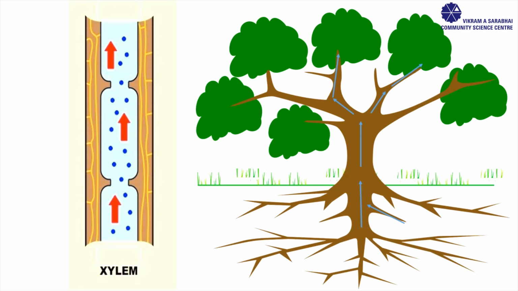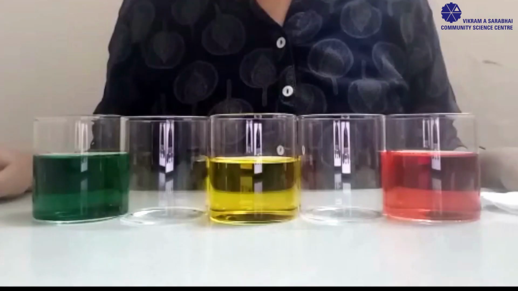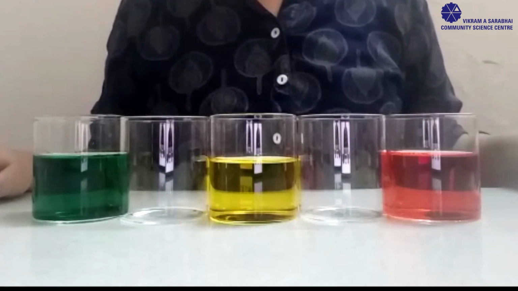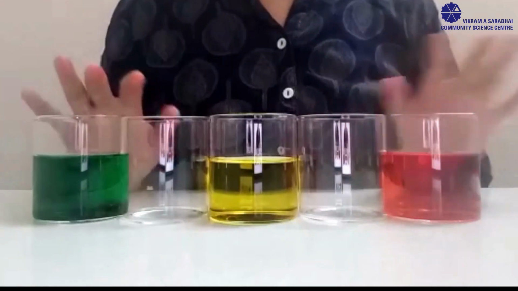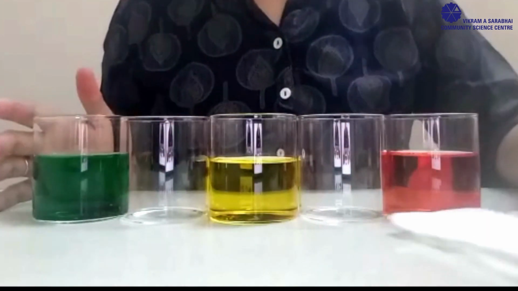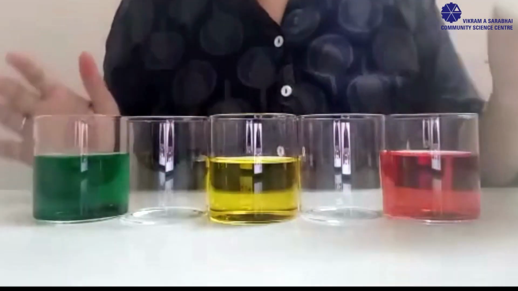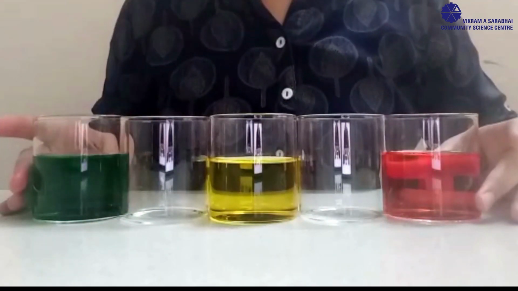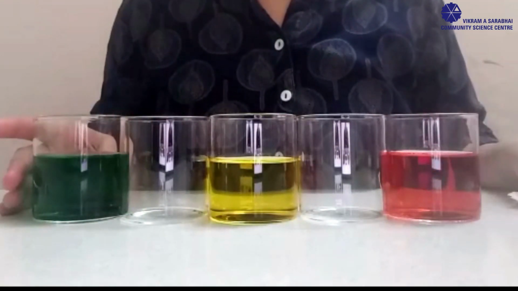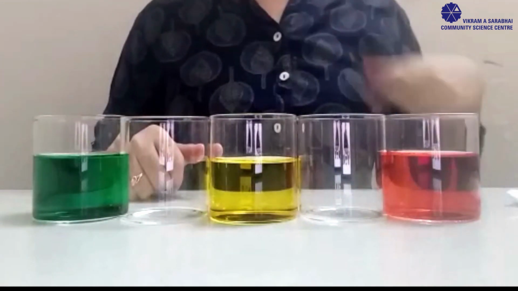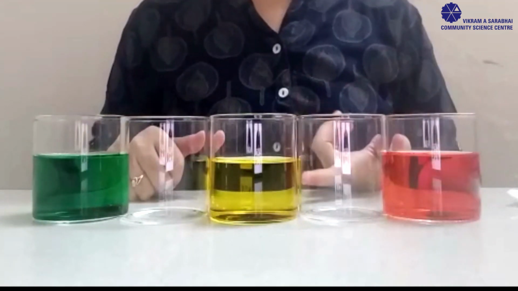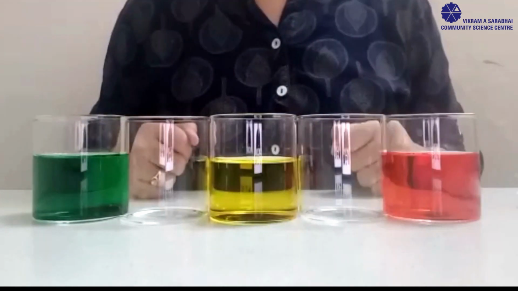Now let's take a look at the activity. So for the activity, we require transparent glasses and colored water and a couple of tissue papers. Colored water, you can use any type of colors for making the water colored, poster color or watercolor. I have used sketch pen inks.